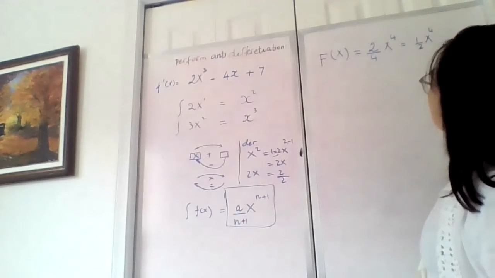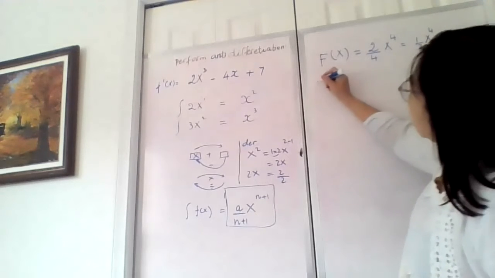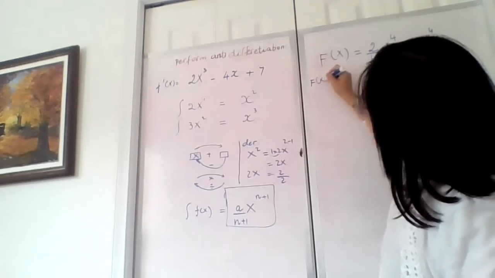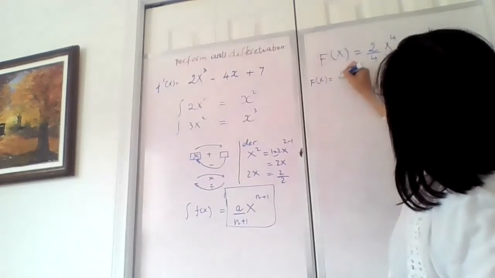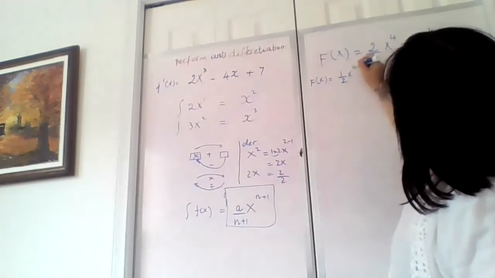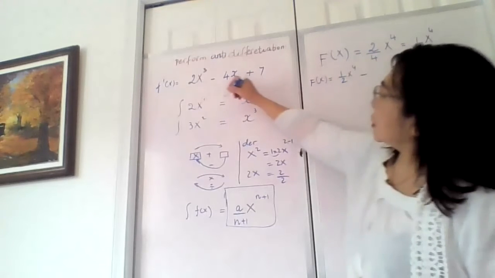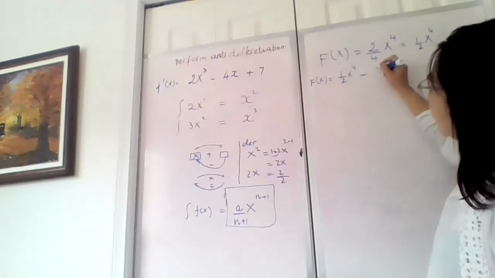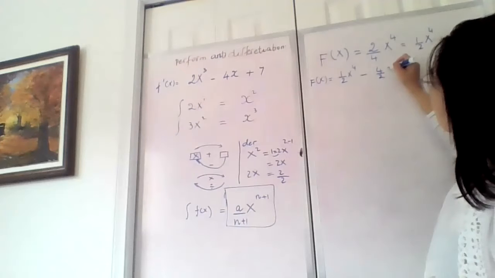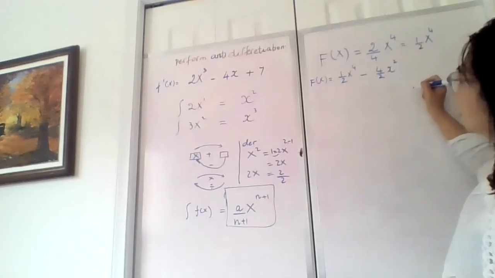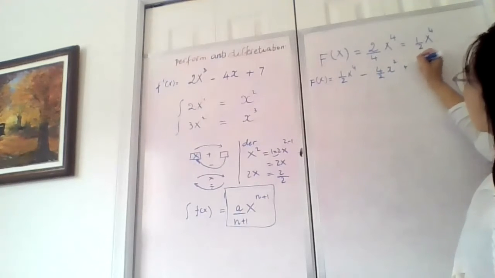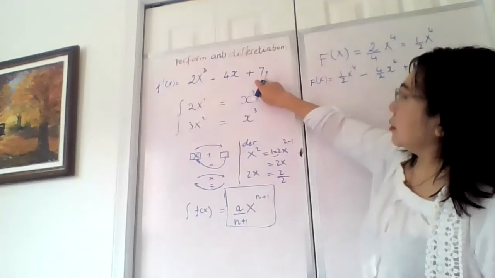So that is for the first term, right? Let me write the first term down here. We have 1 over 2 x to the power 4, minus the second term, we do the same, which will be 4 divided by 2 x to the power 2. And this is the constant.